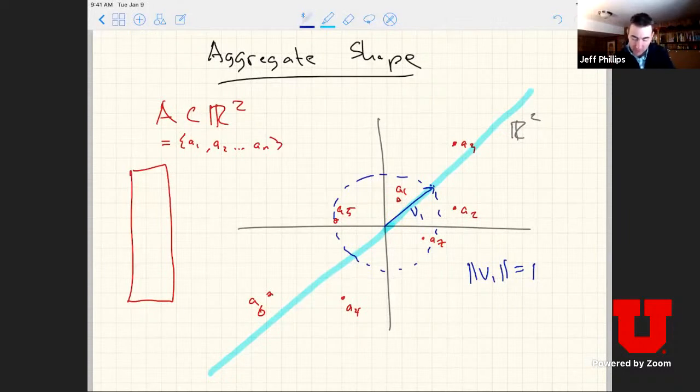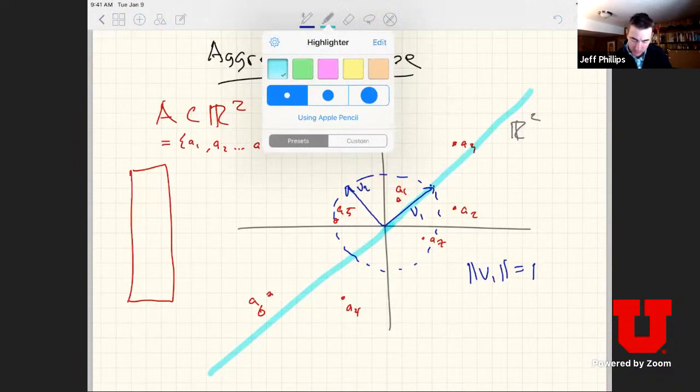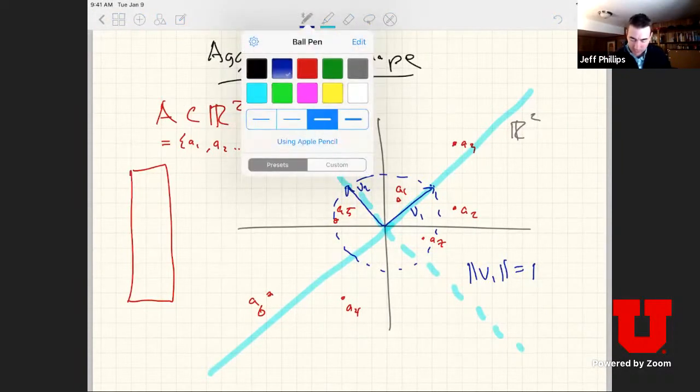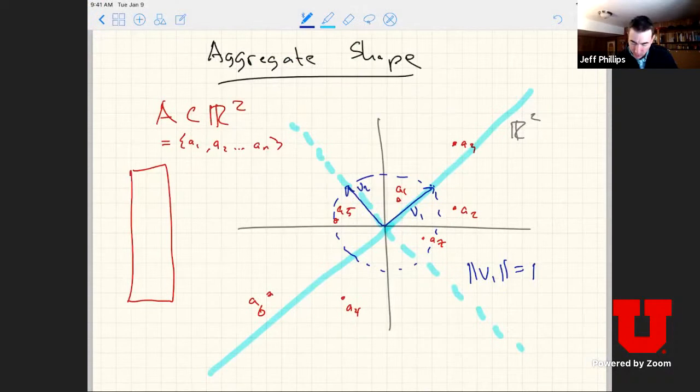Okay, so that means V2 has to be orthogonal. So let's say V2 is here, and there's this other subspace that's going to go through here. This is the V2 subspace. And let's see what happens if I project all these onto V1.